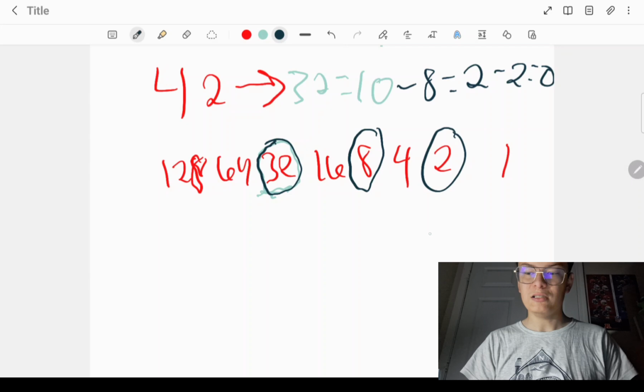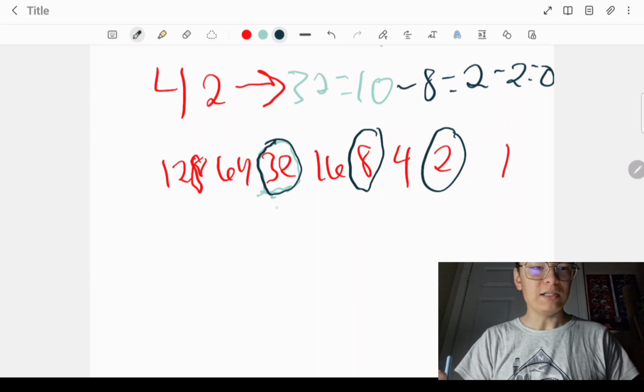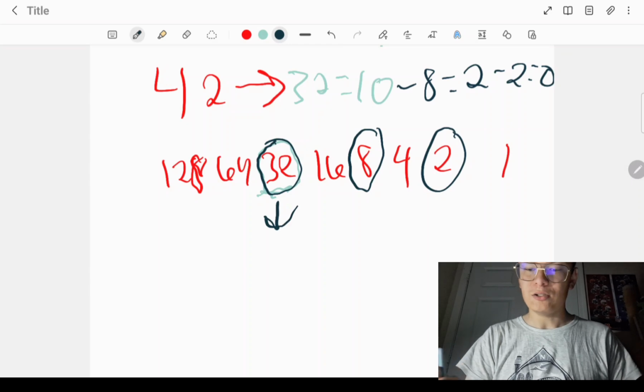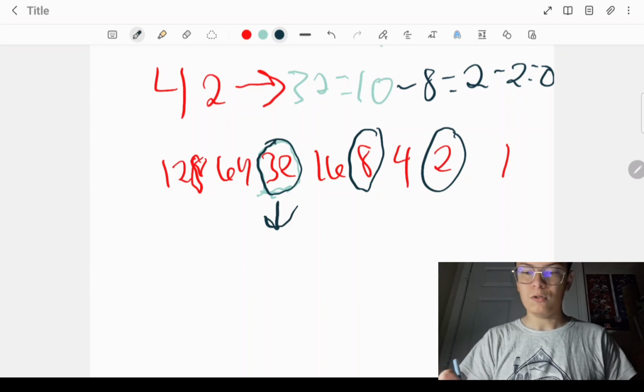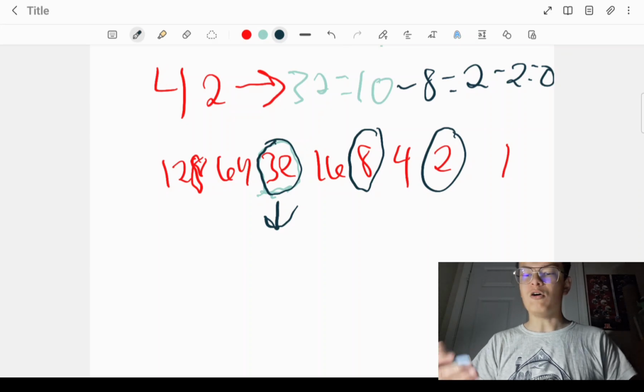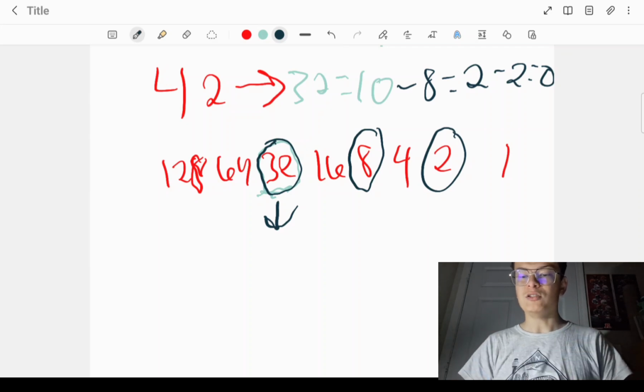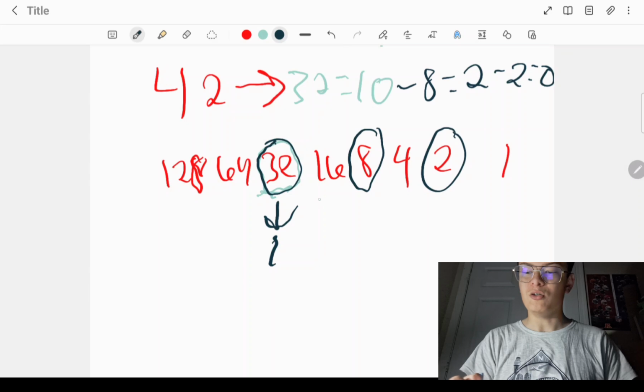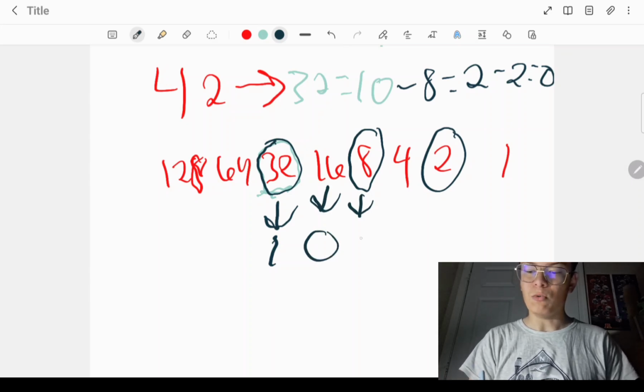So now basically, how did I do this? Oh yeah, okay. So now, since binary is 1 and 0, the only real numbers there are 1s. So we gotta go to the ones that are circled, and those are the ones that are real numbers, right? So we put 1 there. We go next to it, which is 16.